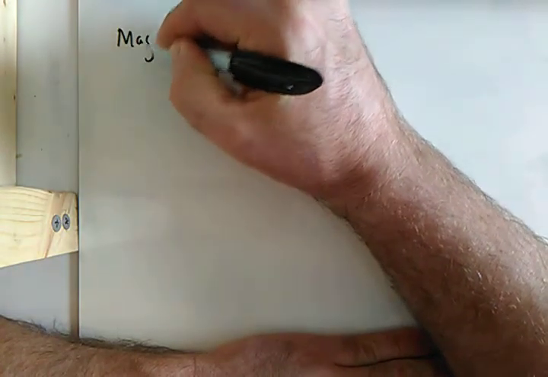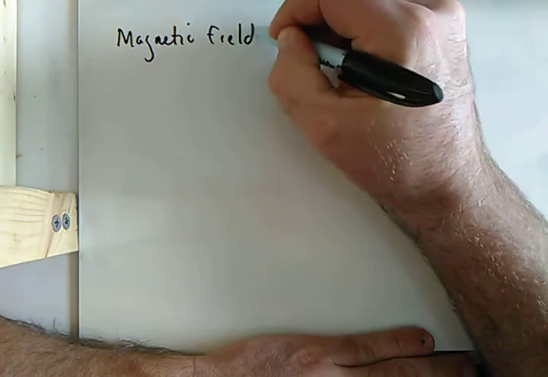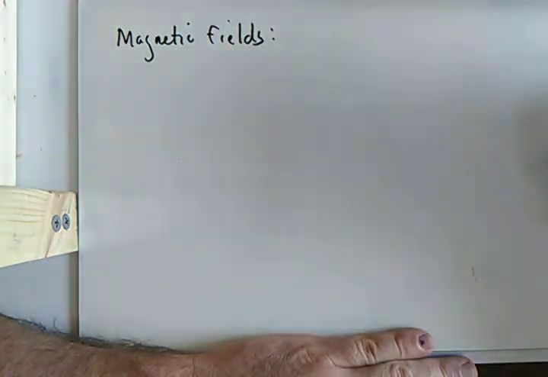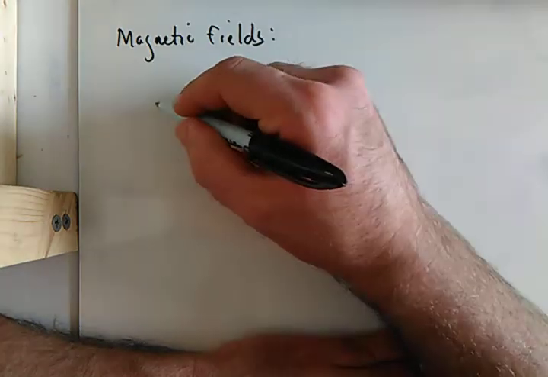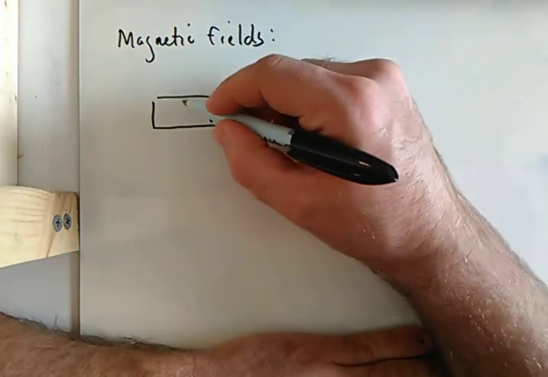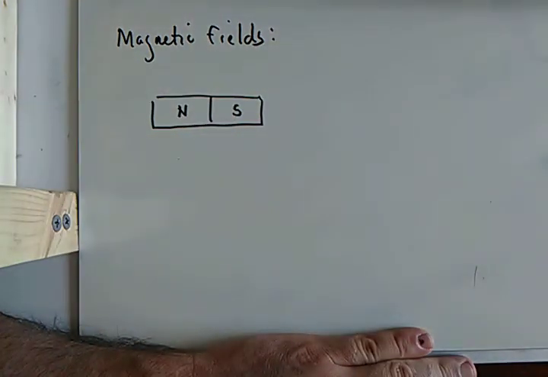Magnetic fields. Okay, so magnetic fields can be described with a picture. So let's draw a picture of a magnet. Okay, and we'll call this the North Pole. We'll call this the South Pole.